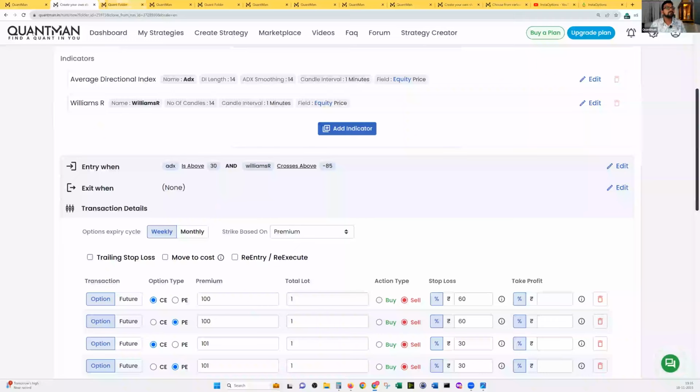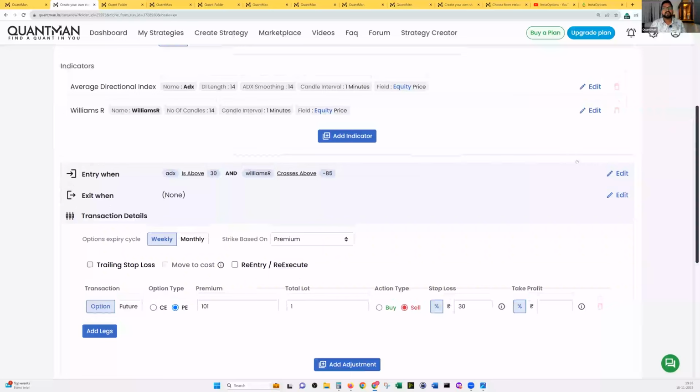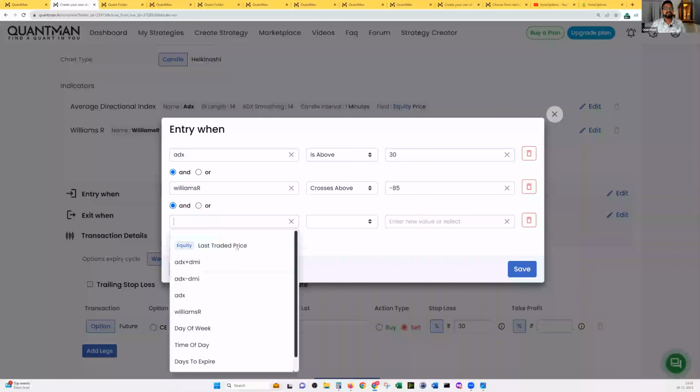So now let me go ahead and create a strategy for expiry day. For expiry day, I just delete all these things. I don't want any of this. For expiry day, what other condition do I need to add? What condition do I need to add in order to select it as expiry day?